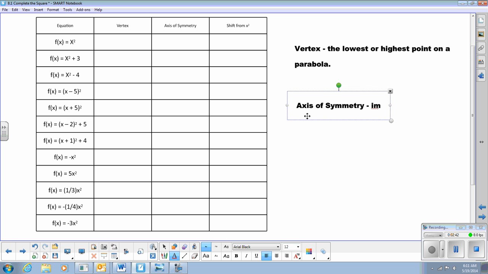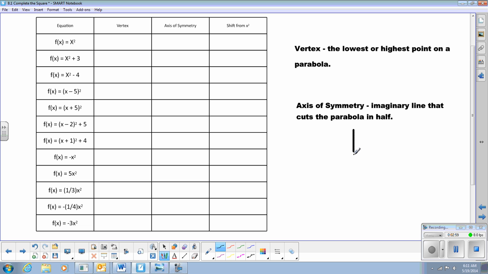The axis of symmetry is essentially an imaginary line that cuts the parabola in half. So just to draw you an example here, if I have a parabola going like this, oops, that wasn't very good. Let me try that again, please. A parabola looking like this, going up like this. The axis of symmetry is just an imaginary line that I can draw right down the middle of my parabola. And what you notice is that every point on the right side of the parabola is the same distance from this line as every point on the left.